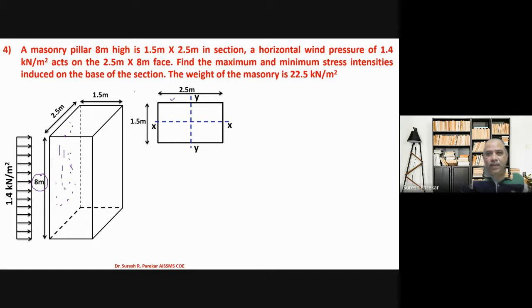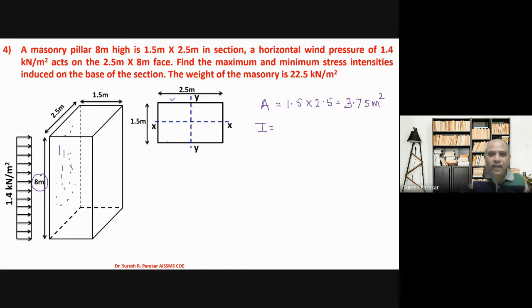Find the maximum and minimum stress intensities. The weight of the machinery is given as 22.5 kilonewton per meter square. So first we will calculate the area of cross section, which will be 1.5 into 2.5, and we will get this value, that is 3.75 meters square. Now I we have to find.